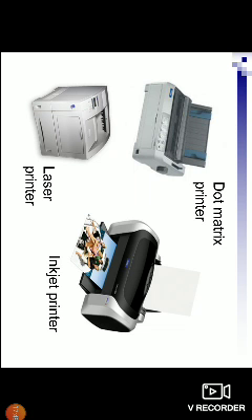Here we have a dot matrix printer, a laser printer and an inkjet printer. The first one is a dot matrix printer. It is an impact printer, and the laser printer and inkjet printer, these two are non-impact printers. The laser printer is a black and white printer, whereas the inkjet printer is the color printer.